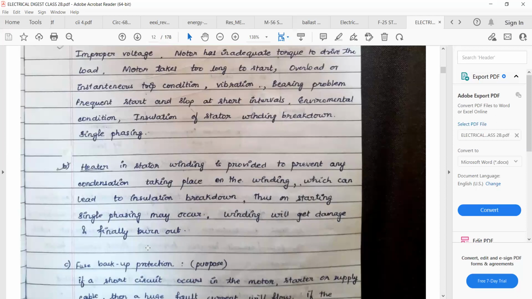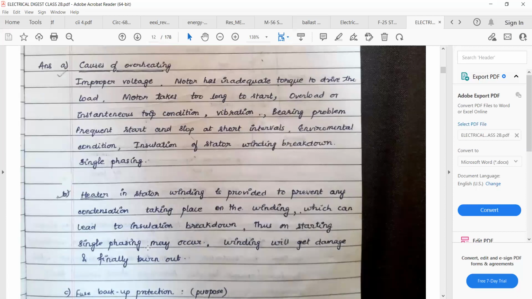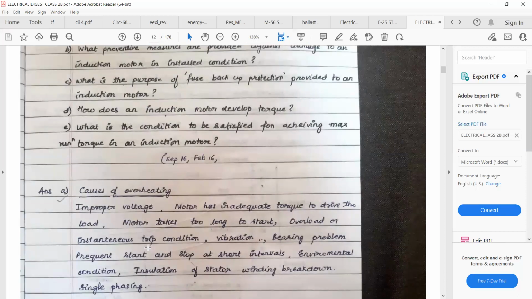Yeah. What is the next part? What is the purpose of fuse backup protection provided to an induction motor?